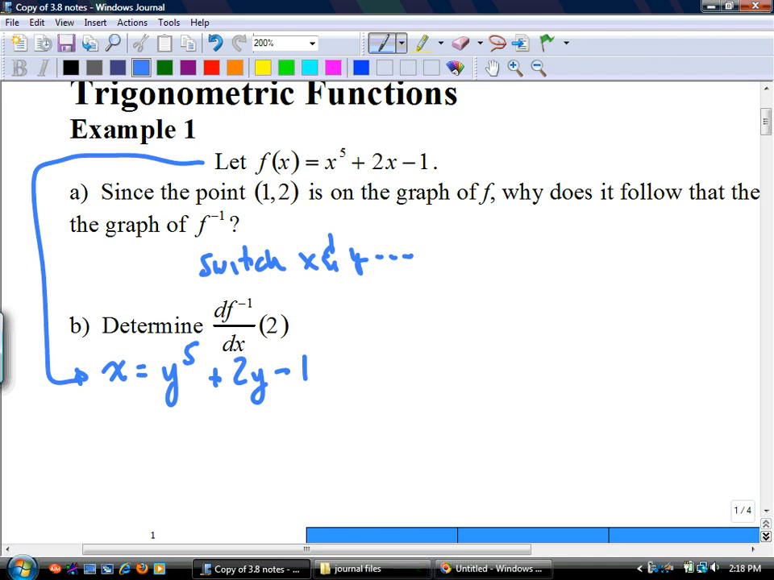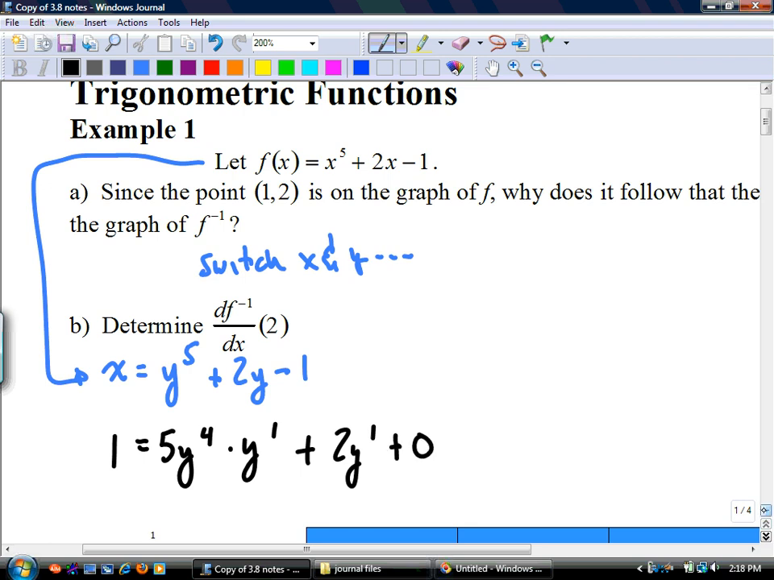Take the implicit derivative. So what we would like to do is switch x and y and solve for y, and then take the derivative and then substitute 2 in for x. Mr. App, that is too much work. So what we're going to do instead is just take the derivative of this right now implicitly. So the derivative of the left-hand side is 1. The derivative of the right-hand side is, the derivative of 2y is 2y prime. The derivative of 1 is 0.